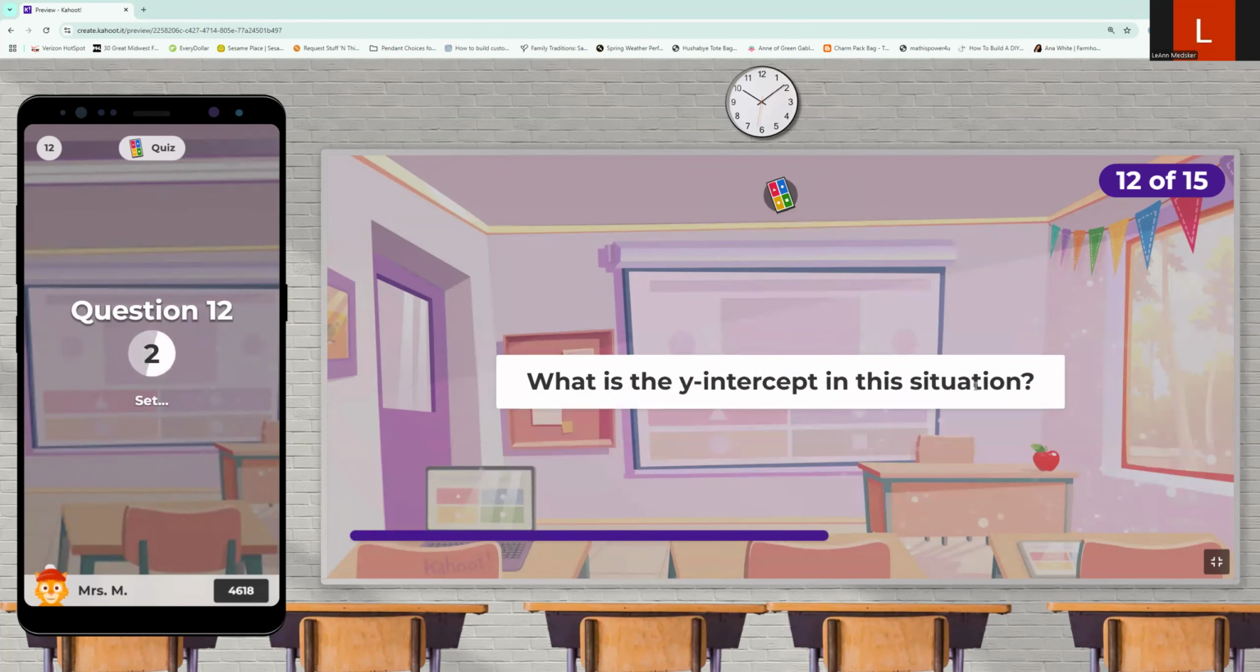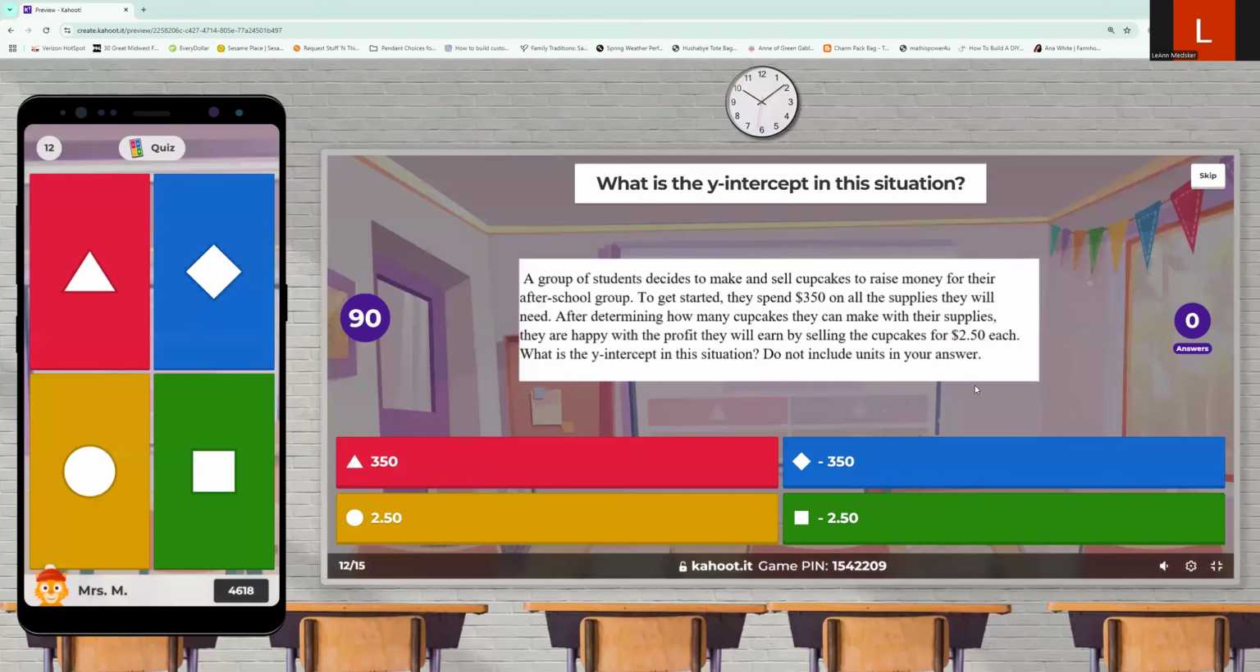What is the y-intercept? So they don't want the equation or even for you to solve anything. They just want to know what is the y-intercept. So a group of school students decides to make and sell cupcakes to raise money for their after-school group. To get started, they spend $350 on all the supplies they will need. After determining how many cupcakes they will make with their supplies, they are happy with the profit they will earn by selling the cupcakes for $250 each. What is the y-intercept in this situation? Do not include the units since I don't have them down here.